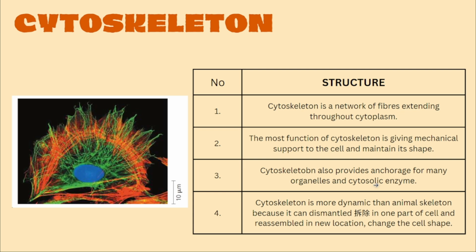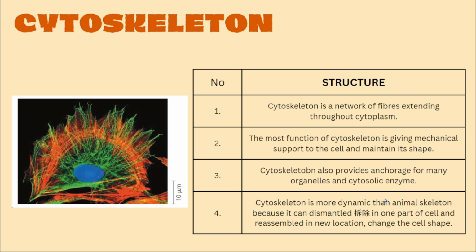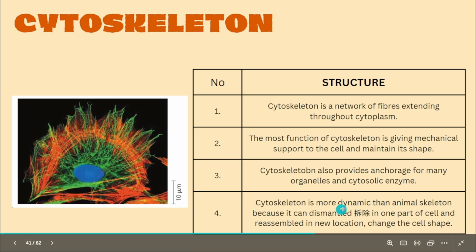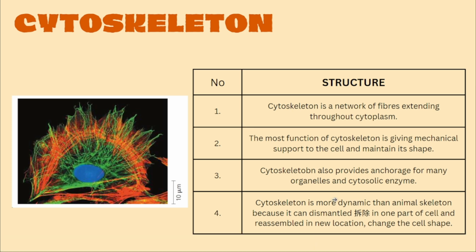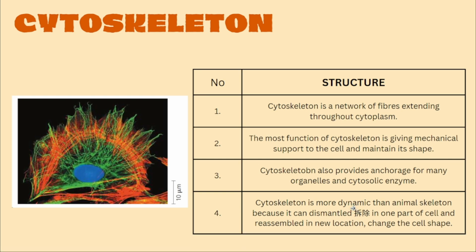So they support the organelles so that the organelles will not move easily. They just retain the organelles at one place only. Or if the organelles want to move, they need the help of the cytoskeleton. The cytoskeleton is normally more dynamic than the animal skeleton. Why? Because it can be dismantled, meaning it can disappear in one part of the cell and be assembled in a new location to change the cell shape. Although it acts as the bone in the cell, it is more dynamic, meaning it can easily disappear and then form again.